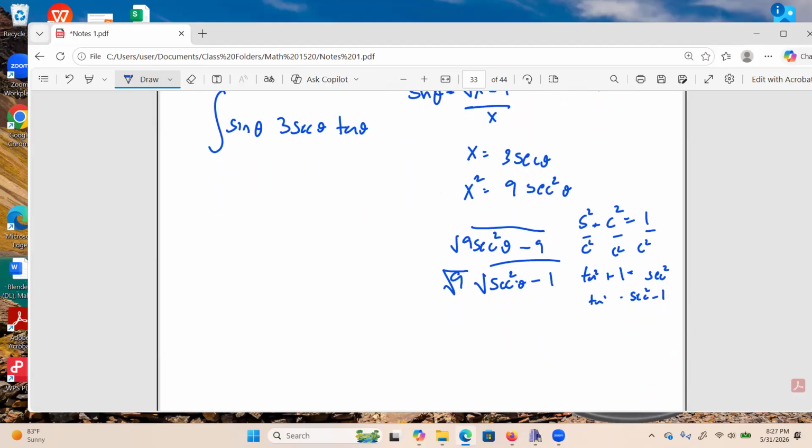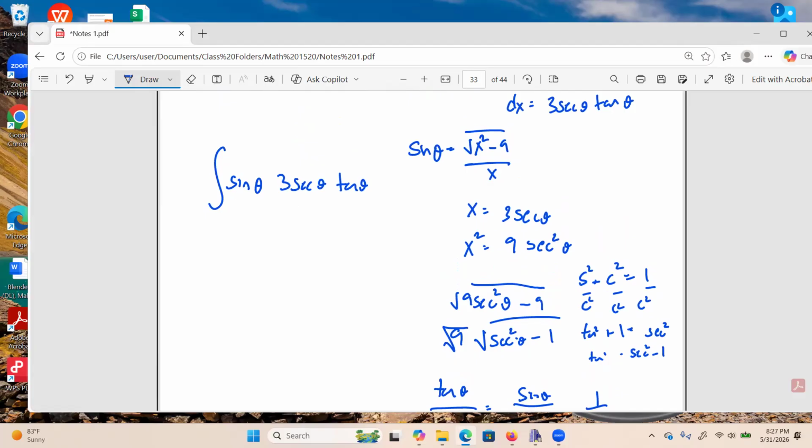So we have tangent theta over secant theta, which is going to be sine theta over cosine theta times 1 over secant theta, which is going to be sine theta over cosine theta times cosine theta. So some stuff cancels and we end up with a sine. Oh, would you look at that? I ended up with a sine anyway.